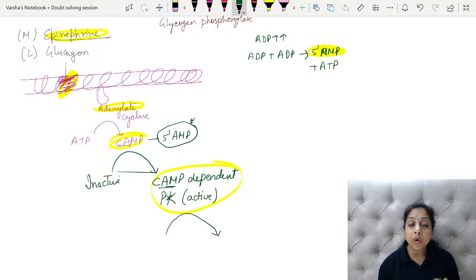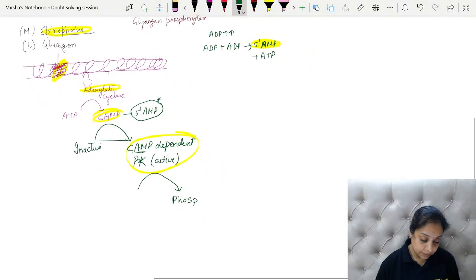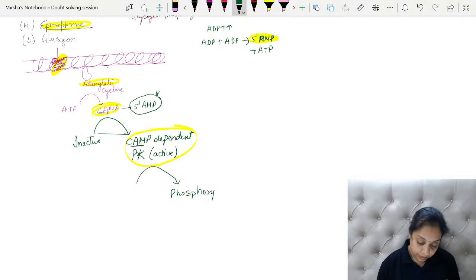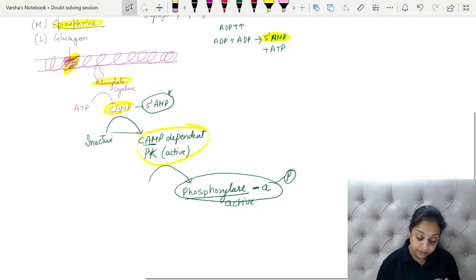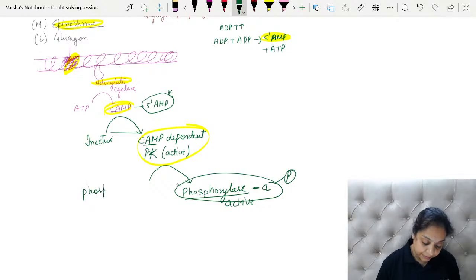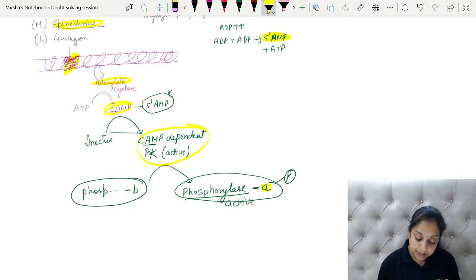Phosphorylation, and in glucagon what do we want? We want the phosphorylase enzyme to be active. This phosphorylase enzyme becomes active, and since it is active, we call this the activated form, and it gets phosphorylated, right? So remember, the phosphorylated form is active. Earlier it was phosphorylase B, that is the inactive form. So how will we remember? A is active, and this is going to start breaking the glycogen down.